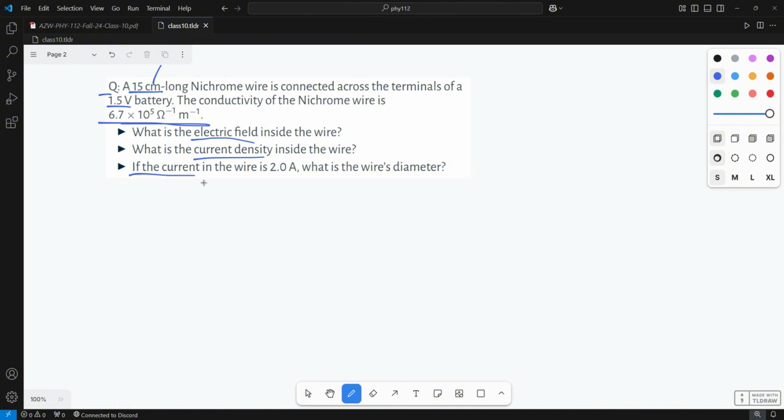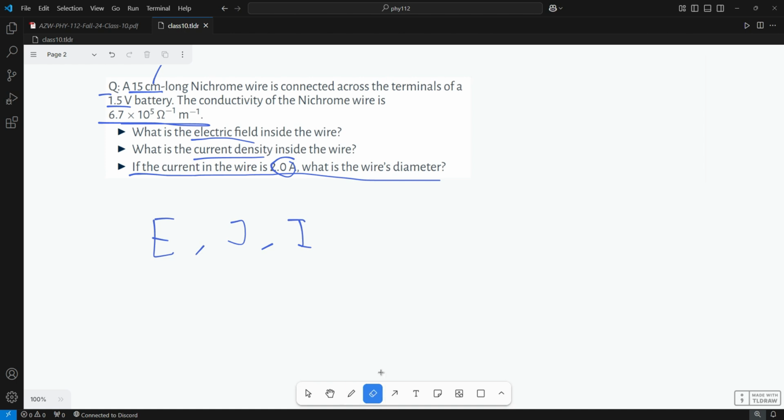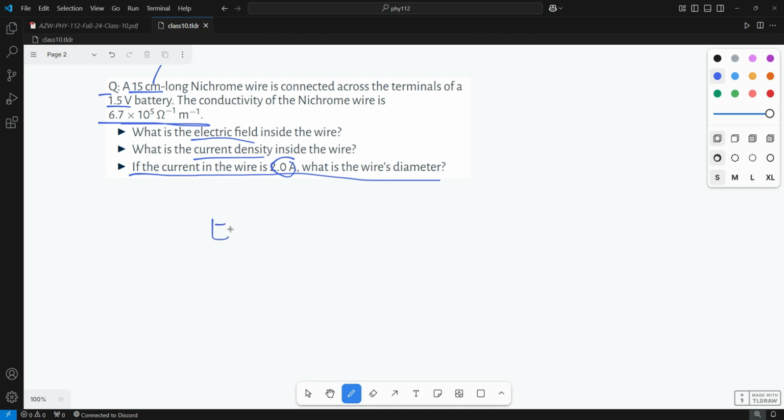Now it says that if the current in the wire is 2 ampere, what is the wire's diameter? So we have E, we have J, we have I. Now we have to find the area, or we have to find the diameter, which we can find by the area. So we know that E equals resistivity times J.